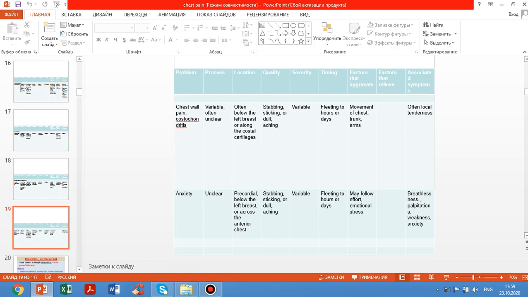Anxiety. Process is unclear. Location is precordial, below the left breast or across the anterior chest. Quality is stabbing, sticking, or dull aching. Severity is variable. Timing is fleeting to hours or days. Factors that aggravate may follow effort, emotional stress. Associated symptoms are breathlessness, palpitation, weakness, and anxiety.